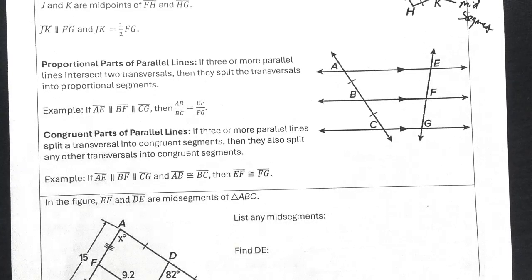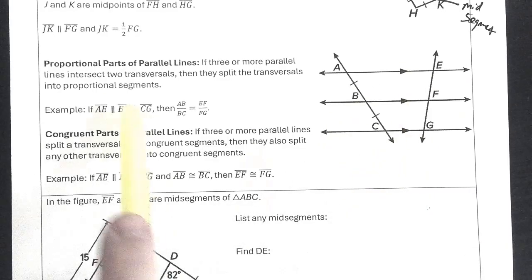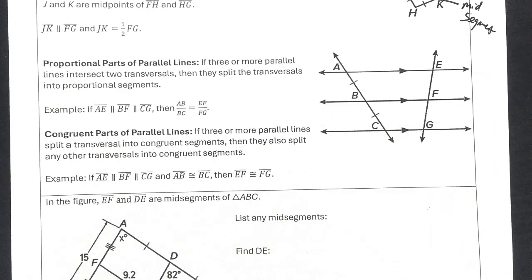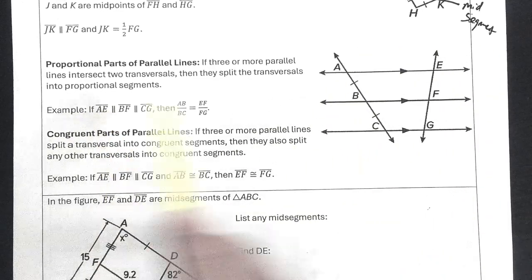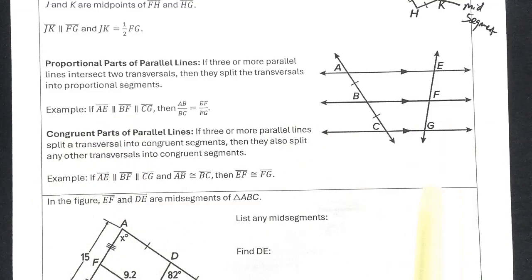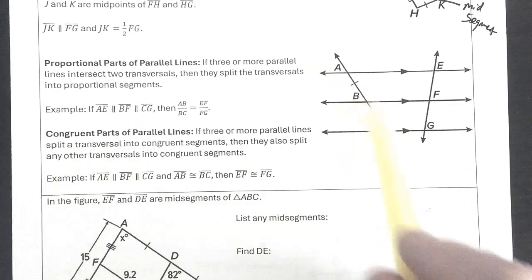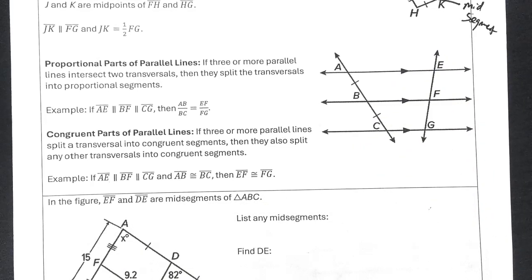So proportional parts of parallel lines. If 3 or more parallel lines, so 1, 2, 3, intersect two transversals, like we talked about before, but instead of just 2, there's a lot more, then they split the transversals into proportional segments. So in this case, if AE is parallel to BF is parallel to CG, then AB over BC should be the same as EF over FG. They should be in proportion.